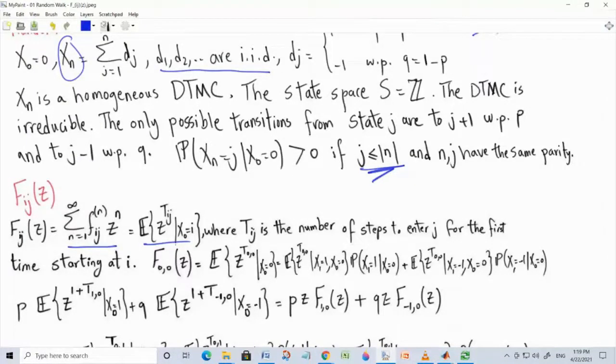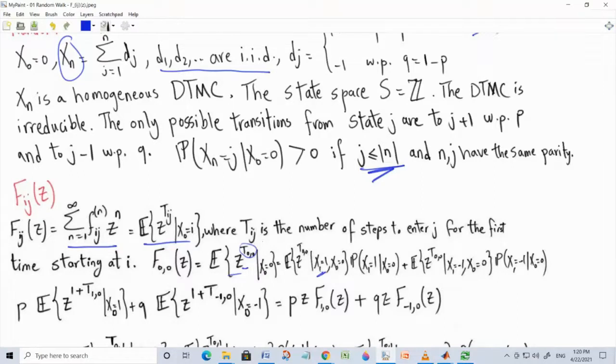We started doing this at the end of the previous lecture, with things like F00, F01, and so on. So F00: you go from 0 to 0 and enter into 0 for the first time. The trick is that you condition also on X1. You start with the expectation of z to the power T00, where T00 is the random variable that tells you the steps from 0 until you enter into 0 again for the first time.